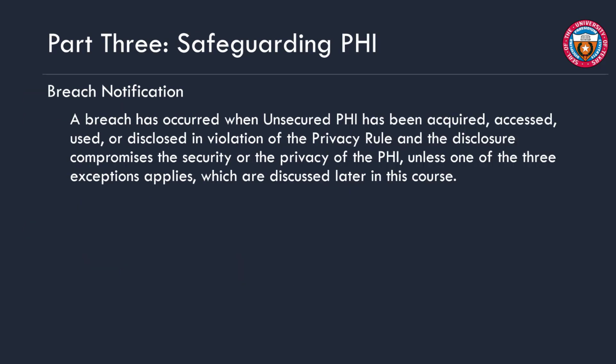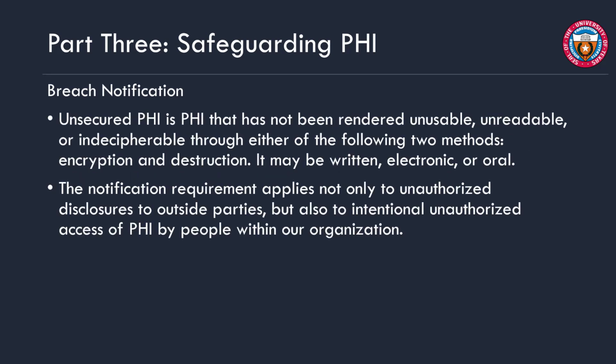A breach has occurred when unsecured PHI has been acquired, accessed, used, or disclosed in violation of the privacy rule, and the disclosure compromises the security or the privacy of the PHI, unless one of the three exceptions applies, which are discussed later in this course. Unsecured PHI is PHI that has not been rendered unusable, unreadable, or indecipherable through either of the following two methods: encryption and destruction. It may be written, electronic, or verbal.